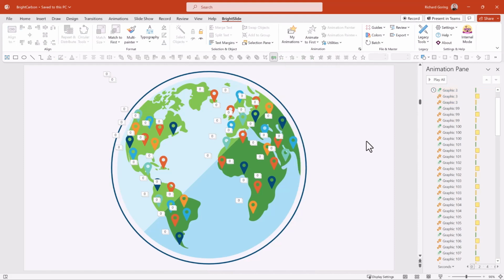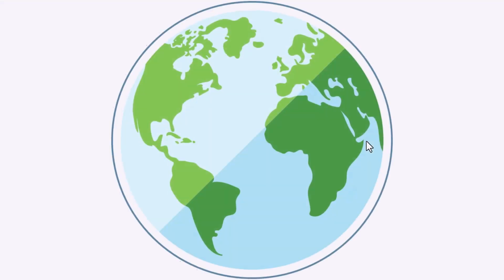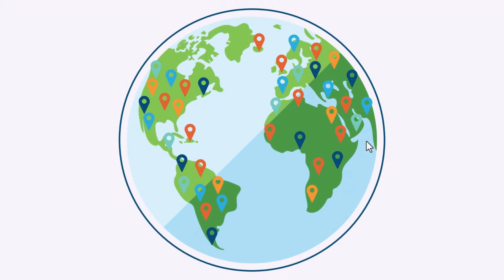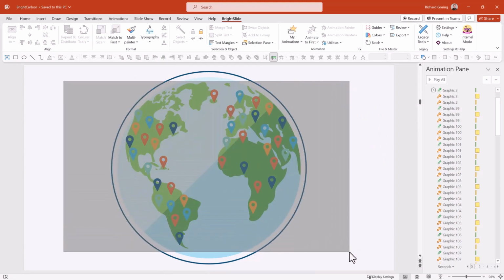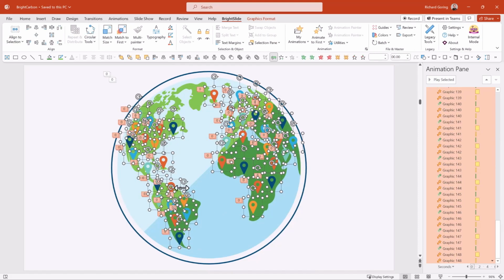Of course, just having these come up like that is okay, but let's add another layer of elegance and sophistication. The fact they all come up at once is a bit of a shame. So what you can do with BrightSlide, if you've got multiple elements animating like that, is go to the BrightSlide tab and the animation section, and under Utilities on the right hand side here, choose Waterfall Delay.